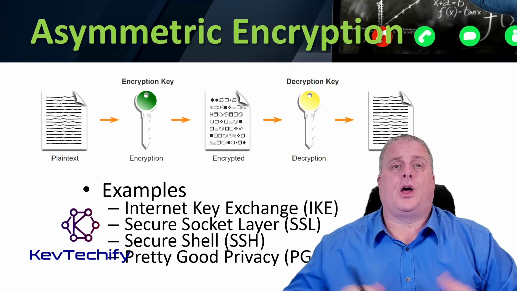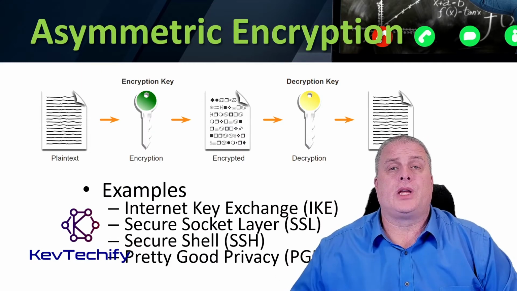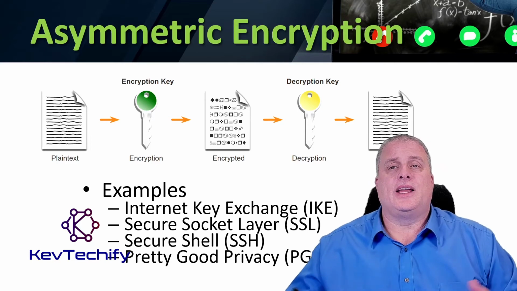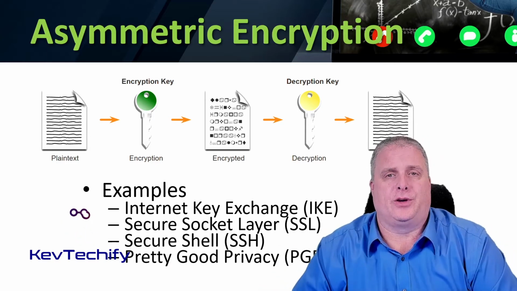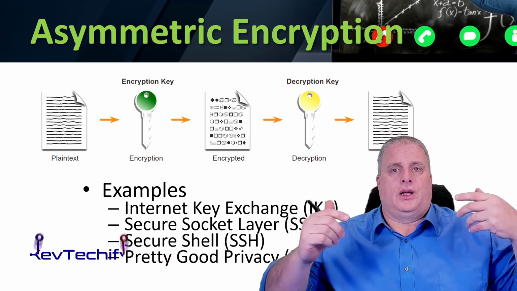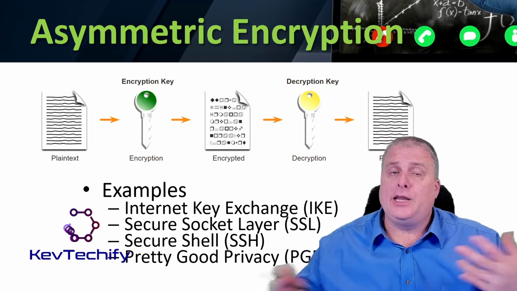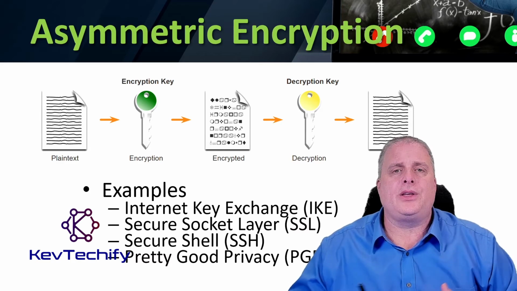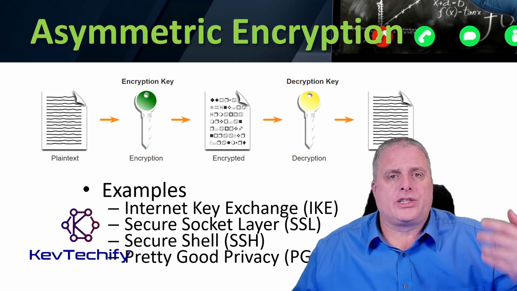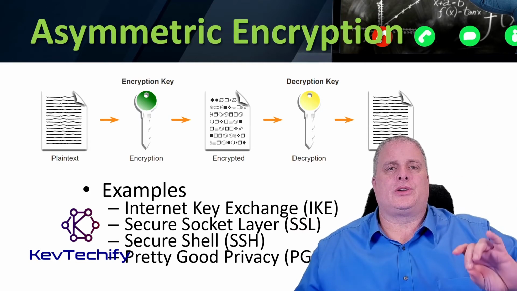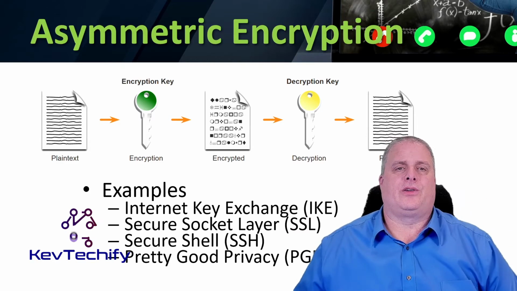Asymmetric algorithms, also called public key algorithms, are designed so that the key that is used for encryption is different than the key that is used for decryption. The decryption key cannot, in any reasonable amount of time, be calculated from the encryption key and vice versa. There are some examples of protocols that use asymmetric key algorithms.